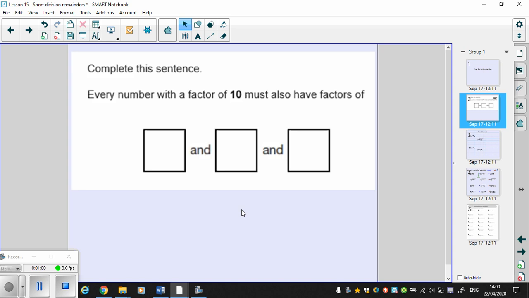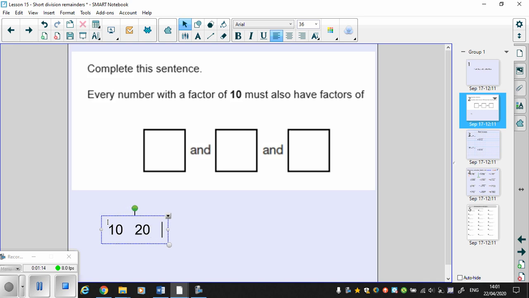Welcome back. So, every number with a factor of 10 must also have factors of. So let's write down some numbers which have a factor of 10. So obviously 10 has a factor of 10, 20 has a factor of 10, 30 has a factor of 10, 40 has a factor of 10, and if we jump a bit higher, 100 has a factor of 10. Jump even higher, 1000 has a factor of 10.